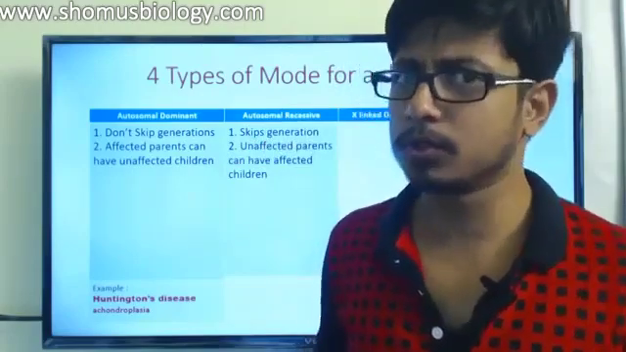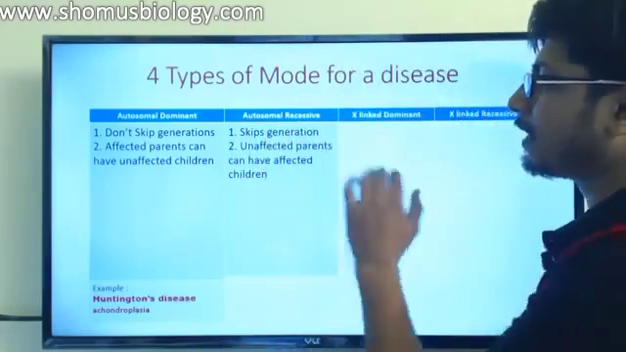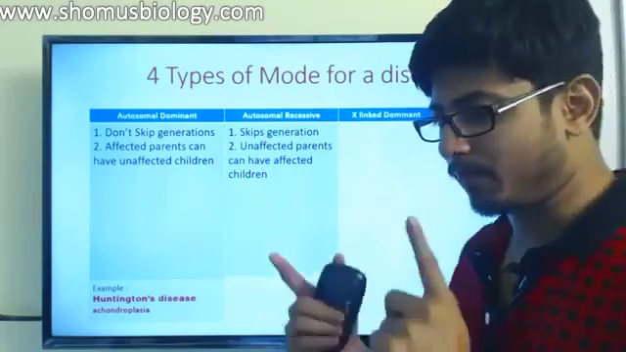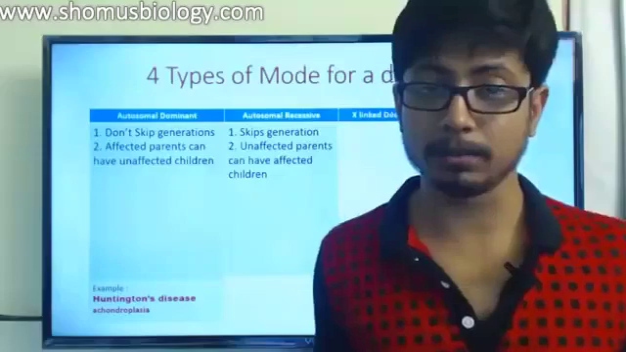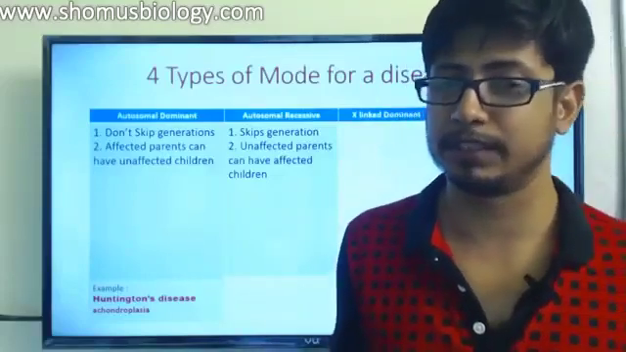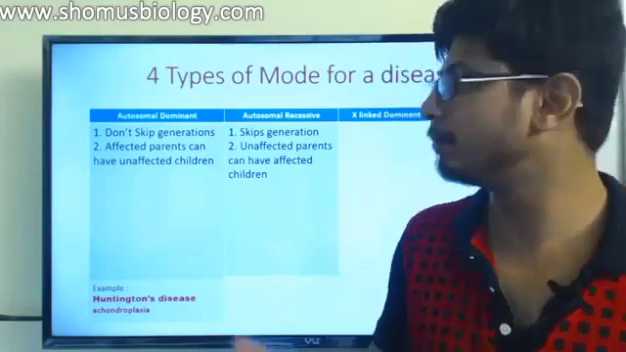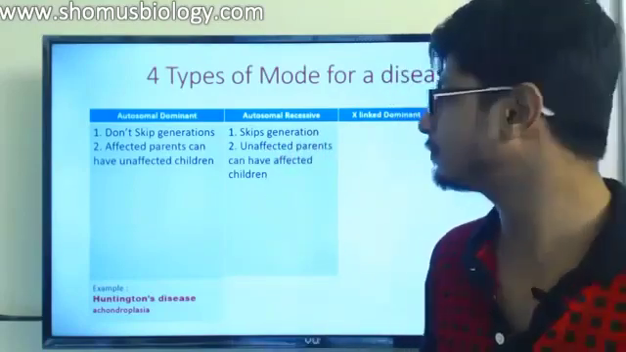But how to know whether it's autosomal or not? Unaffected parents can also have affected children. That is, father and mother both are normal, without the causative allele of the disease, but the children can be affected. That is an important feature of autosomal recessive.